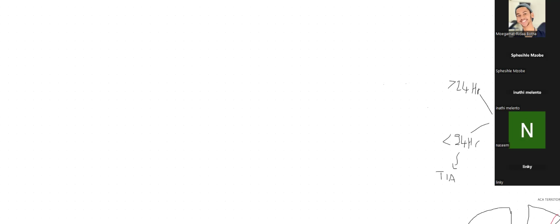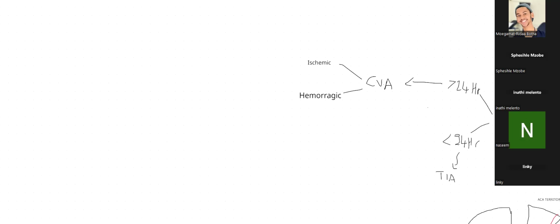Or stroke essentially. Now, the two main umbrella bodies are ischemic strokes and hemorrhagic strokes. With ischemia, there's a blockage somehow. And with hemorrhagic strokes, it's basically bleeding, an increase in bleeding.